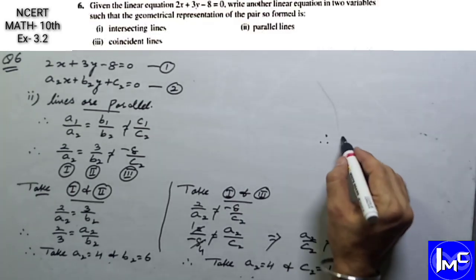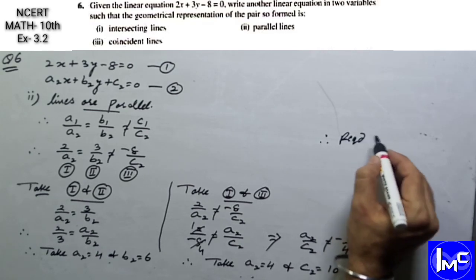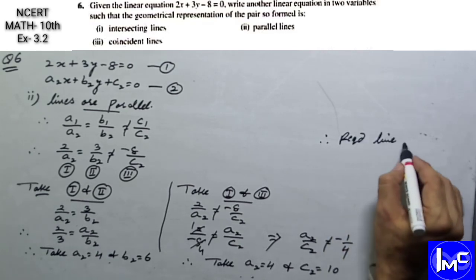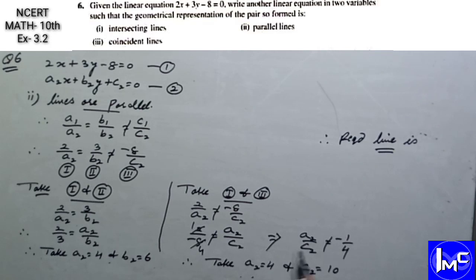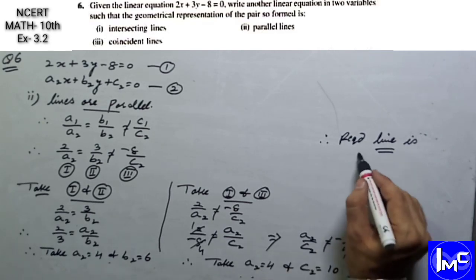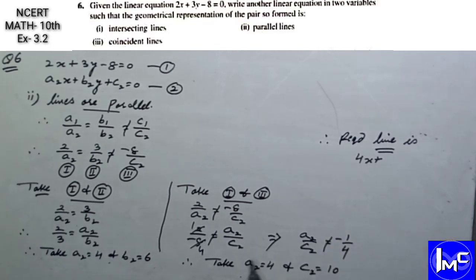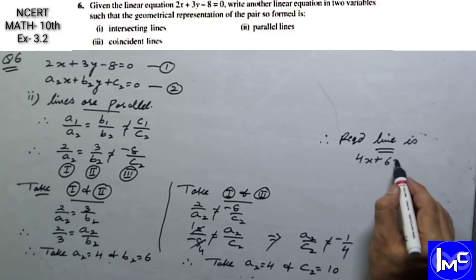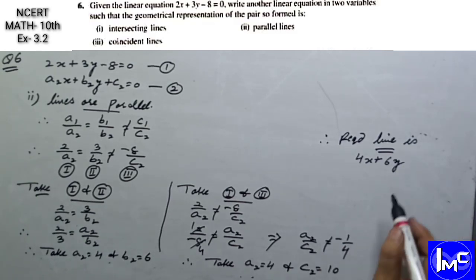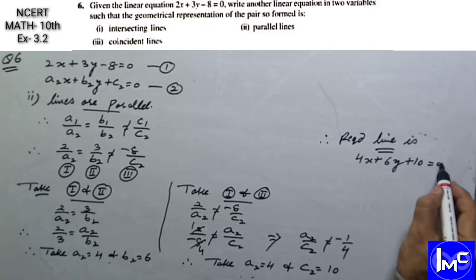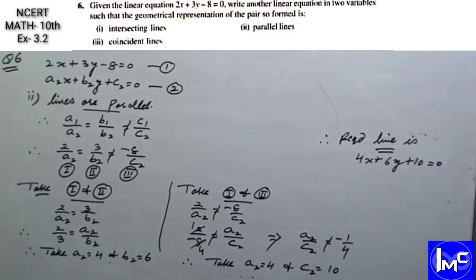Therefore the required line is a2x, that is 4x, plus b2y, that is 6y, plus c2, that is plus 10, is equal to 0. And this is our answer.